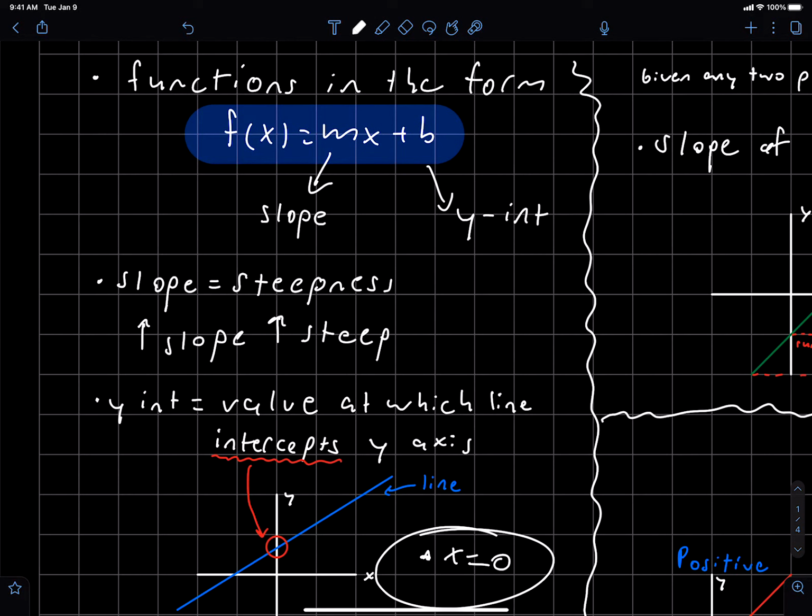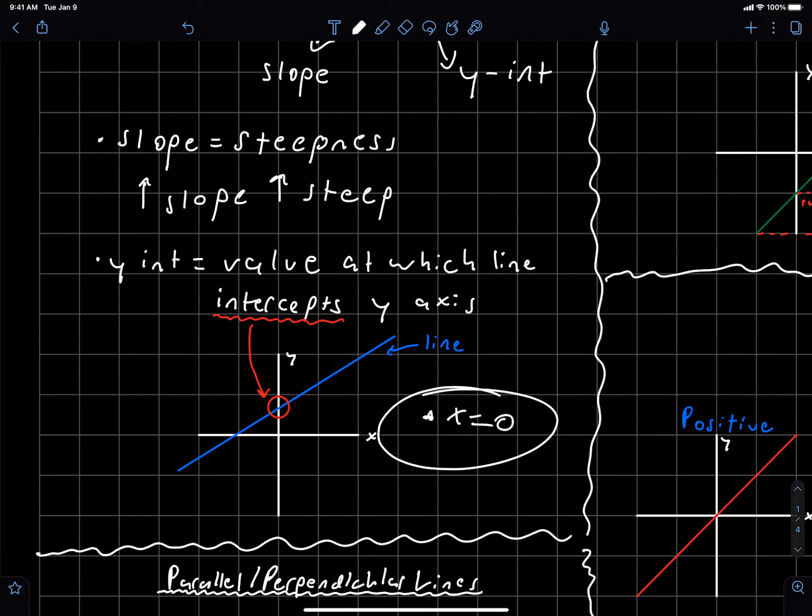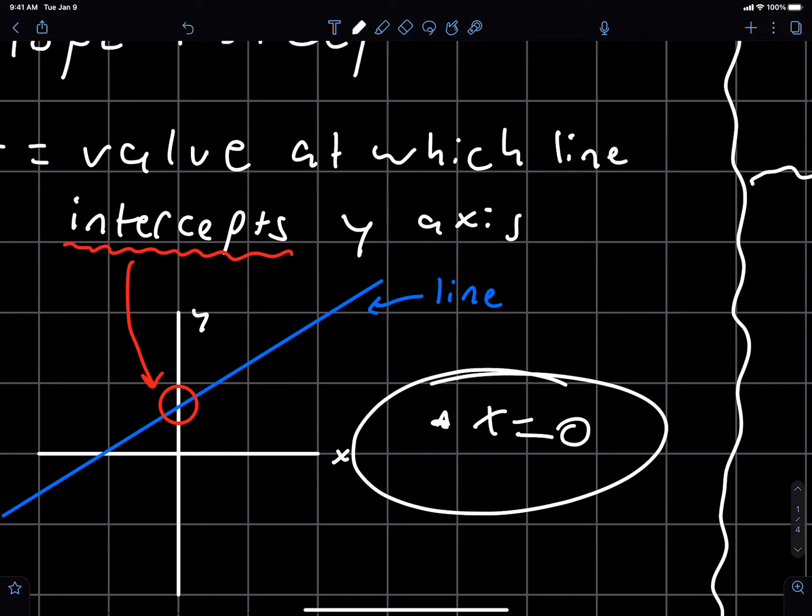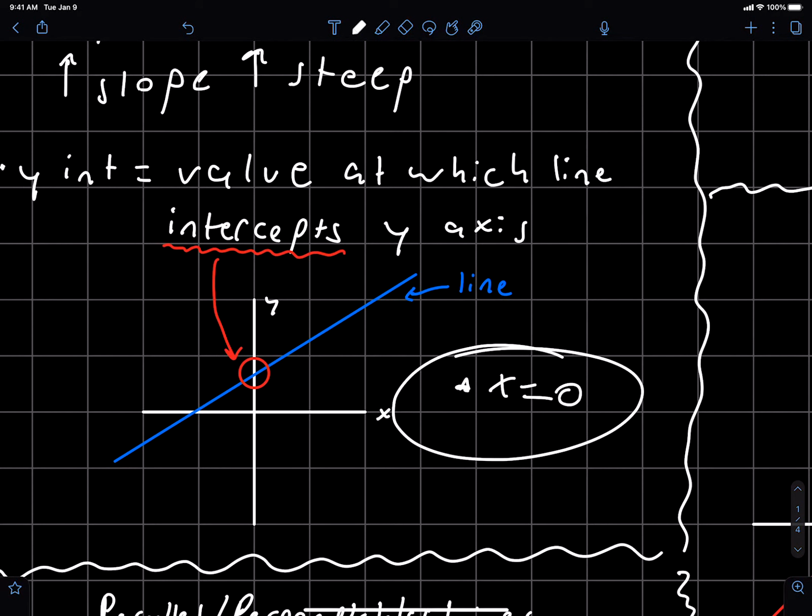So the slope, you can think about the slope as kind of the steepness of the line. The greater the slope, the more steep it's going to be. The y-intercept is just the value at which a line intercepts the y-axis, hence the name y-intercept. Here you can see I've circled the y-intercept of this line in red.